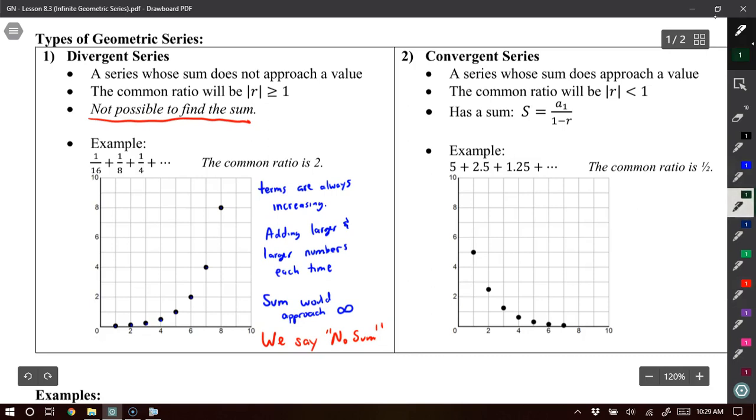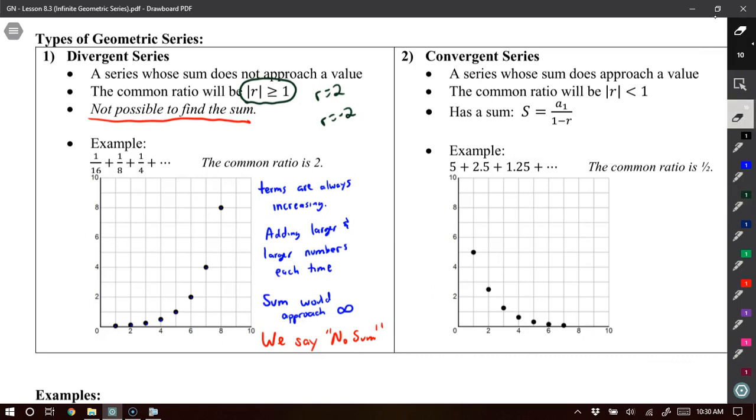The divergent series occurs when your common ratio has an absolute value that is greater than or equal to 1. So the example here, your ratio is 2. Even if I had a ratio of -2, the absolute value of -2 is greater than or equal to 1, and that would be a divergent series as well.